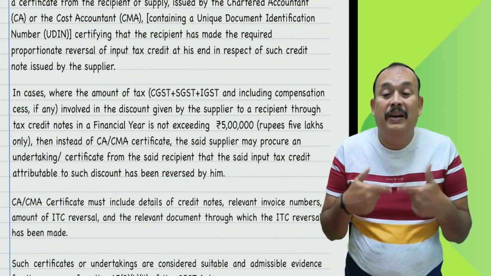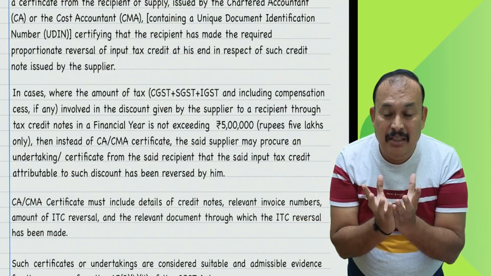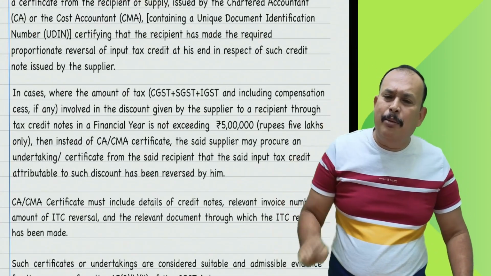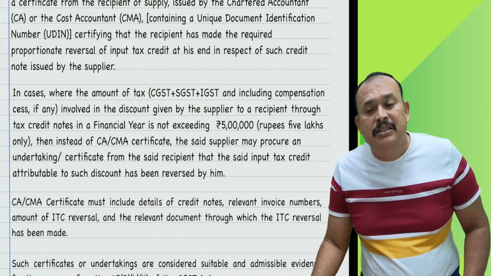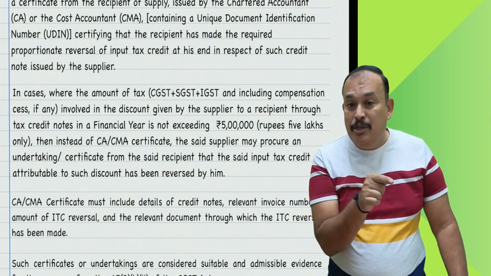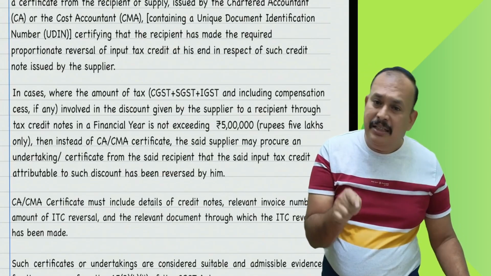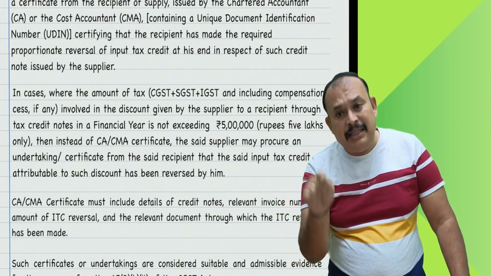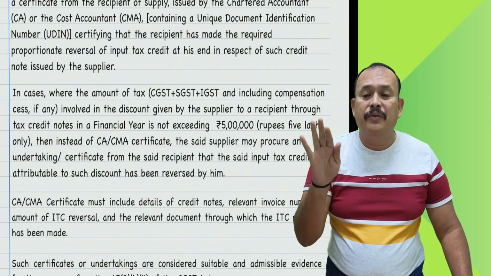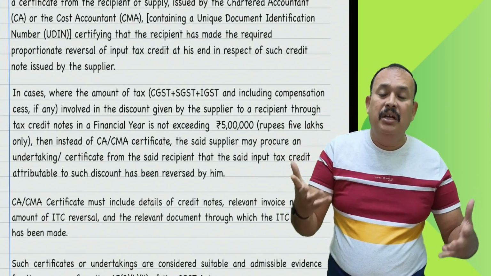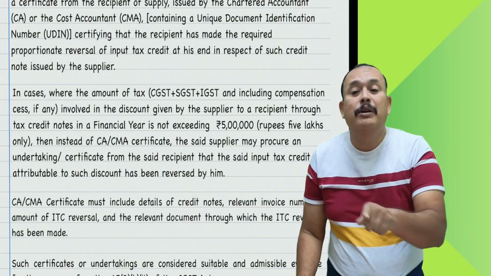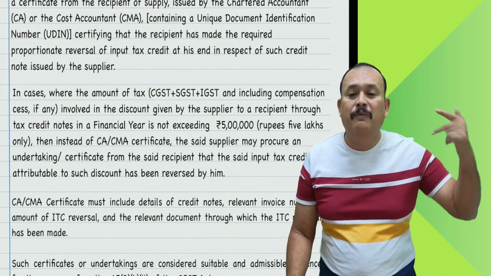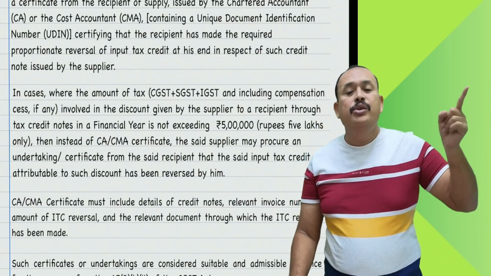This applies if the tax amount on the debit note exceeds 5 lakhs in a financial year. If the tax amount does not exceed 5 lakhs in a financial year, then hey Mr. Buyer, you issue a debit note to your seller, reverse the credit, and you self-certify. On your letterhead, you certify and give that letterhead. In that letterhead, I certify that so and so amount of tax I reversed because of issuing the debit note, and that self-certification should be made available to the seller. Hey seller, you should receive the certificate and keep it in your records. Tomorrow, whenever the department comes for verification or asks for clarification, you should submit it to the department.